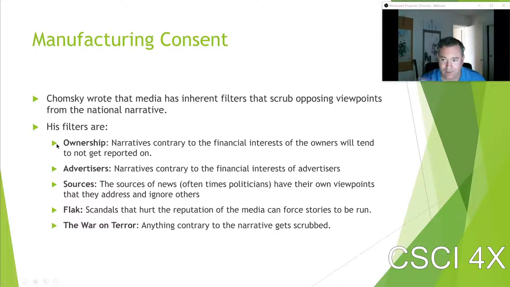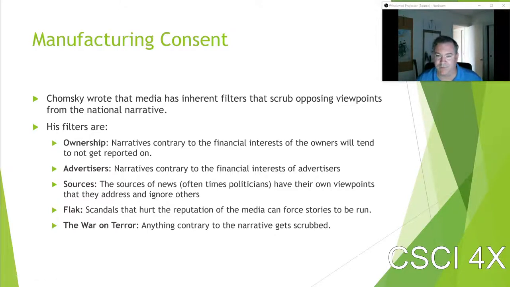So Chomsky's take, and again, whether or not I agree with him, I don't know, but this is his take, is that in general, news stations will not run stories contrary to the financial interests of the owners, contrary to the financial interests of the advertisers, because guess what? They'll stop advertising with you.